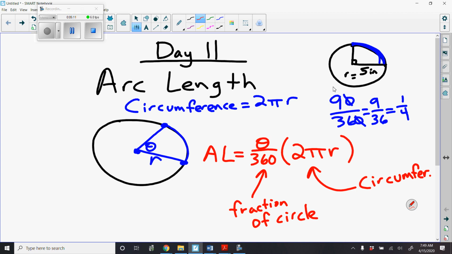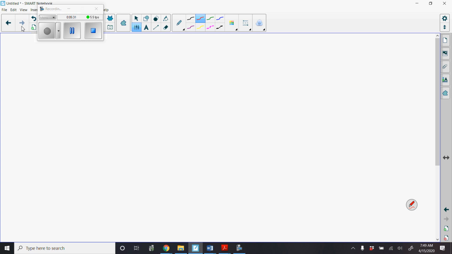Okay, so all we have to do is know the central angle and the radius, right? Or the diameter, because we know how radius and diameter relate to each other. And we can calculate this arc length. Okay, so let's try an example here. I'll call up my calculator for a second too. Let's try an example.